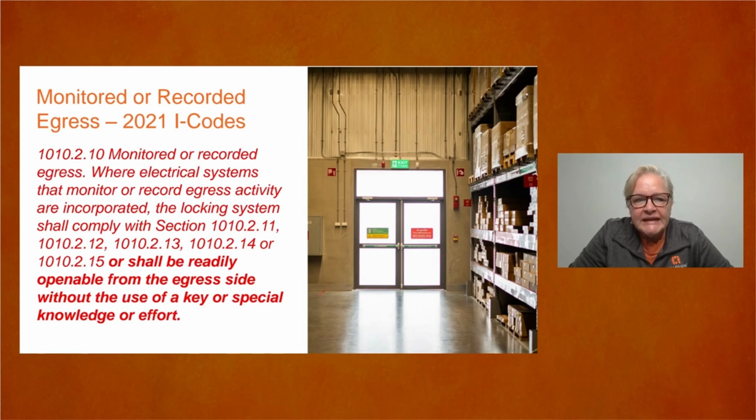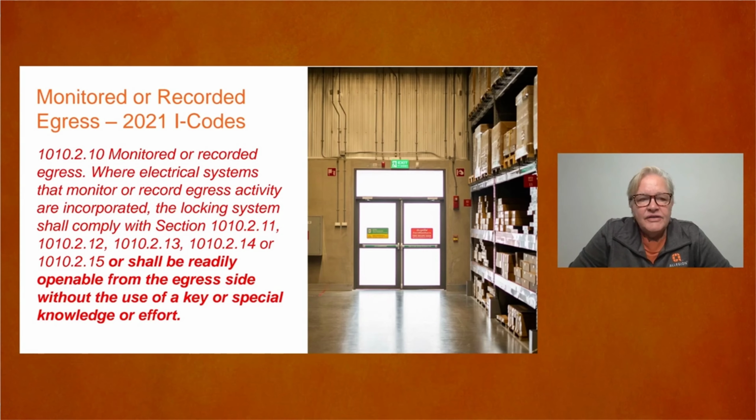So to give a little bit of background, in the 2021 edition of the I codes, a section was added that addressed monitored or recorded egress. So that would apply to doors with exit alarms, with a reader on the egress side to shunt the alarm, or doors where the reader on the egress side was used for time and attendance, but was not affecting the egress at all. So this section was added, and you can see the section here.